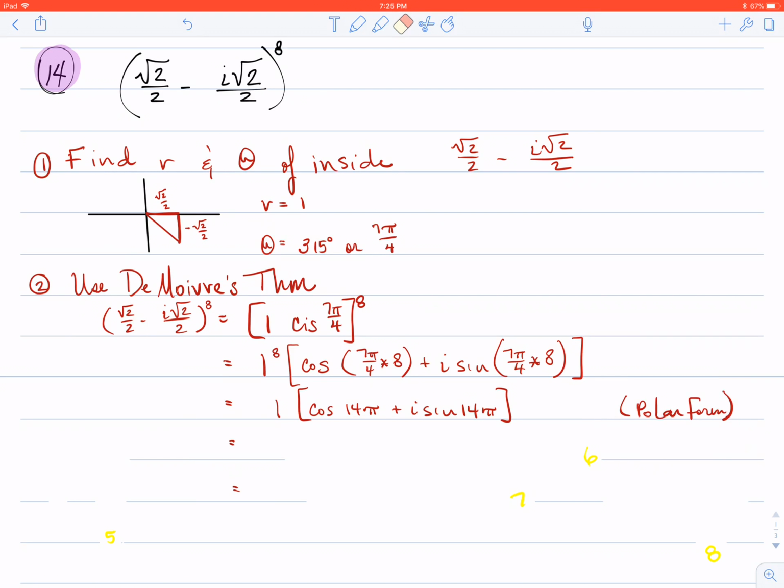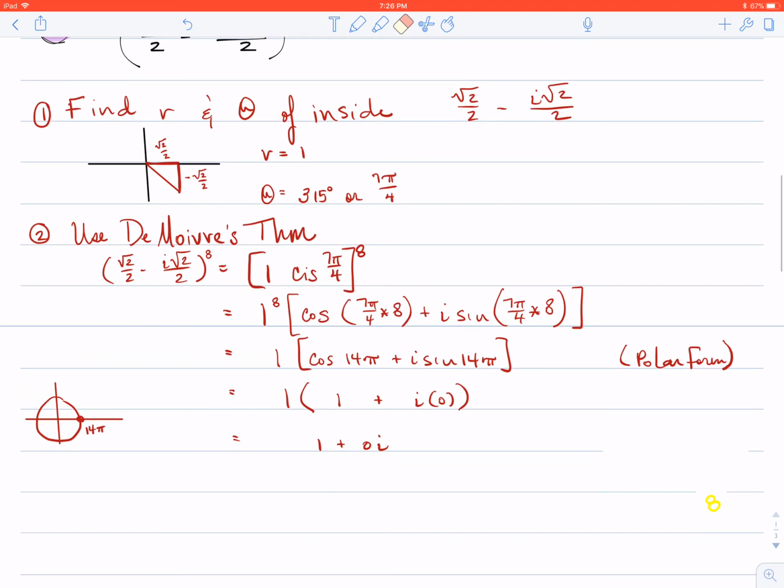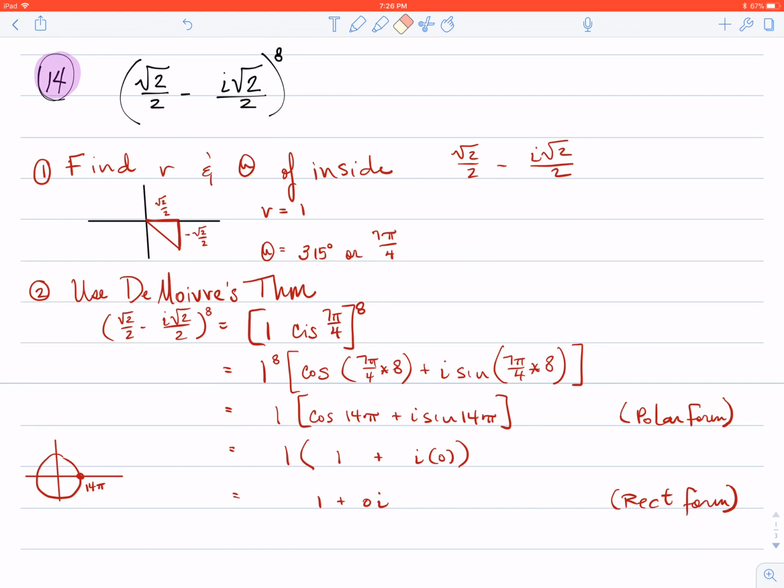I need to get the legs. I need to get the x's and the y's. So going a step further then, 14 pi is at the same place as 0 pi or 2 pi. So that's going to be quite simple then to find the cosine and the sine values. So the cosine of 14 pi is 1. The sine of 14 pi is 0. Take your radius, I know, just a 1, but go ahead, distribute it, and you have 1 plus 0i. And 1 plus 0i then is going to be the rectangular form of this particular solution.